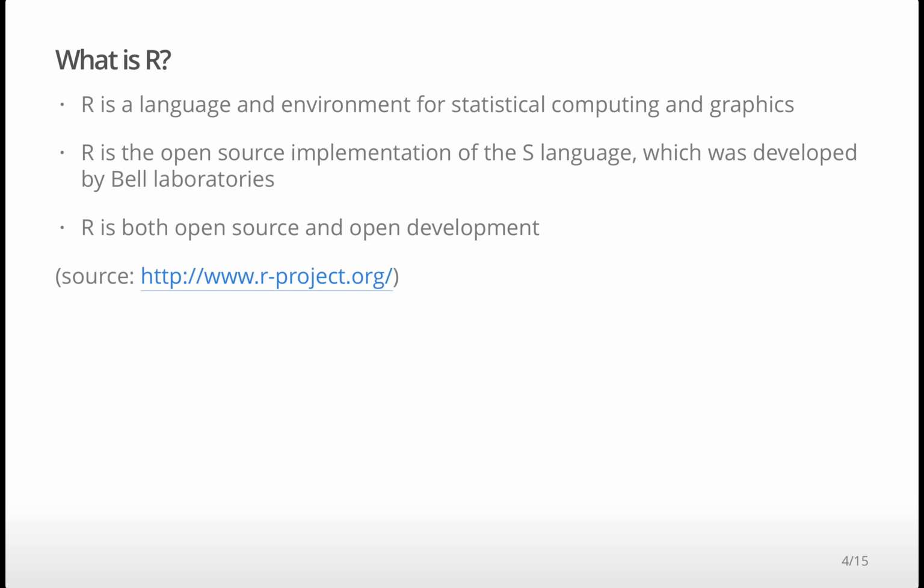People that come from computer science say it's not a real language because it has these weird quirks that computer science people don't really like. Like people in Python, you can do things one way. In R, you can do it like 10 different ways.